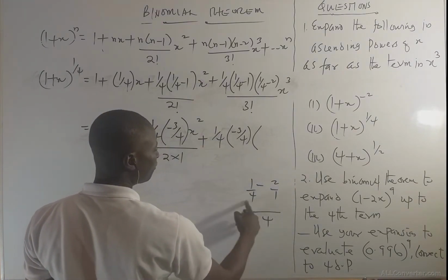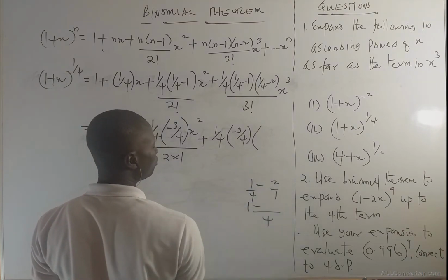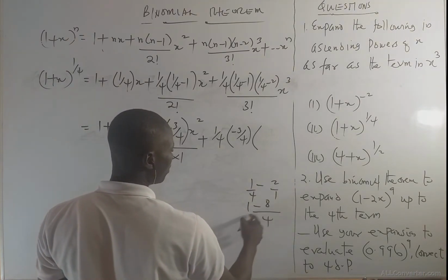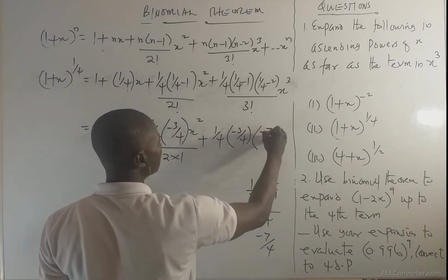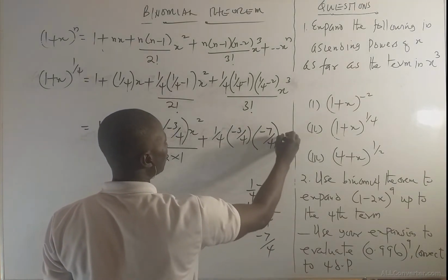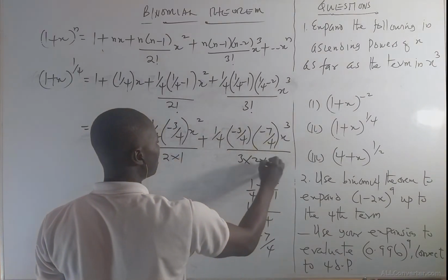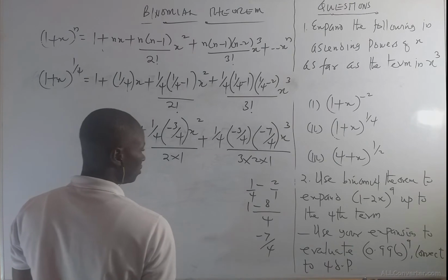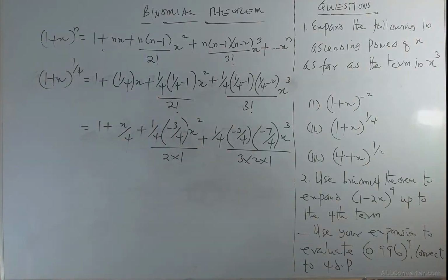The LCM is 4. 4 here, 1. 1 times 1 is 1 minus 1 here, 4 times 2 will give us 8. So 1 minus 8 will give us minus 7 over 4. That means that here we have minus 7 over 4. Then we have x cubed, all divided by 3 factorial, which is 3 times 2 times 1. Okay, so this is a simple fraction. This is a simple fraction. Now we continue.